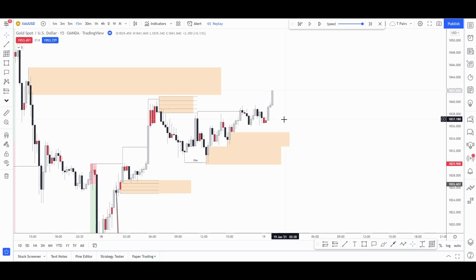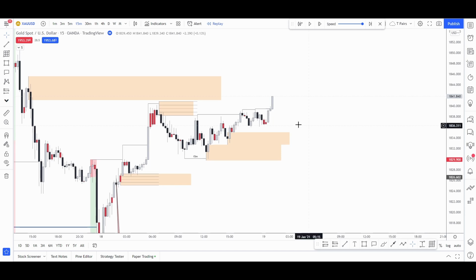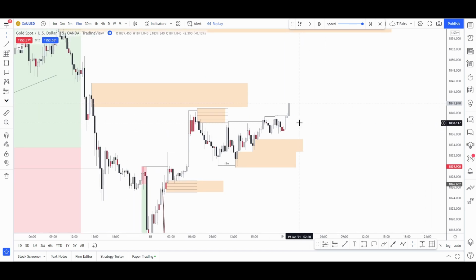Blimey. Okay, we're not even getting entries. Okay, not great, but this is what happens when you live trade. You can be sat waiting for absolutely ages to get your entry, especially if you're using the medium time frames, like the 15-minute.